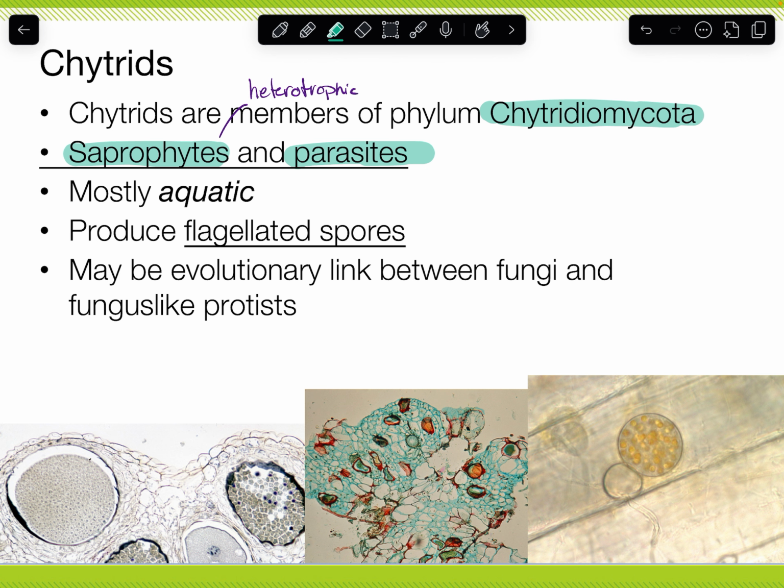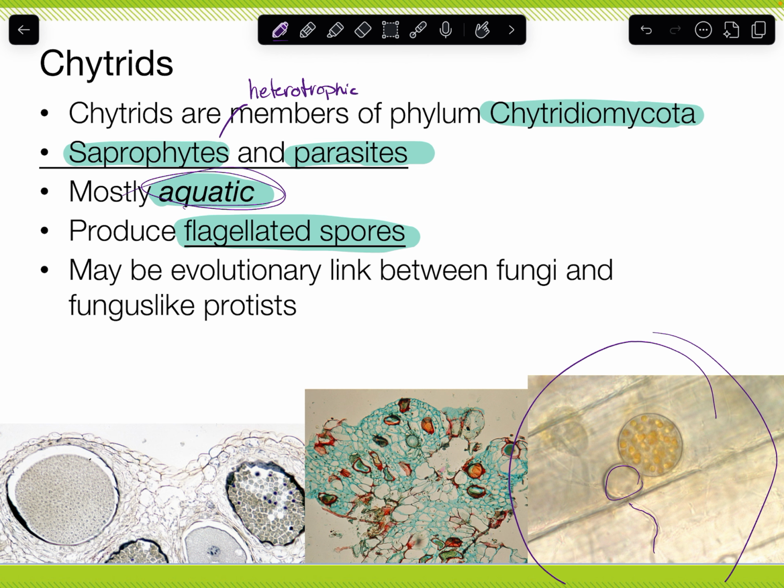The interesting thing is that most of these are going to be aquatic, so they're living in an aquatic environment. And because they're in water, they actually produce flagellated spores. So their spores actually have flagella. We can see this over here in this picture because we do have this flagella that is right there on that spore. So our spores do have flagella on them to help them navigate that aquatic environment.